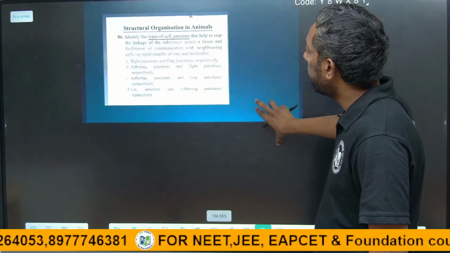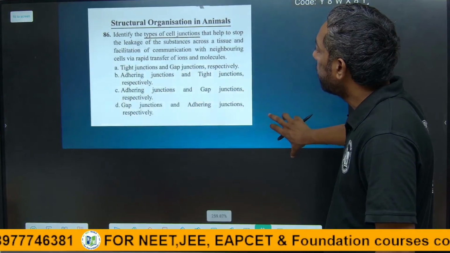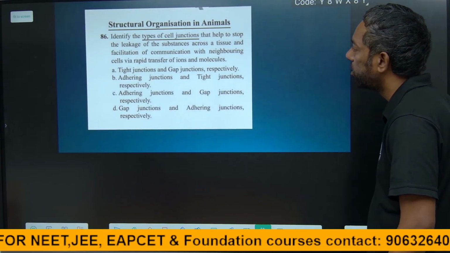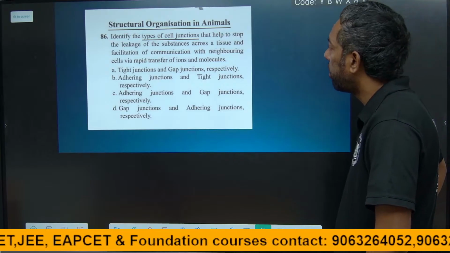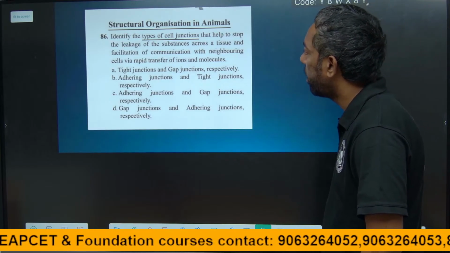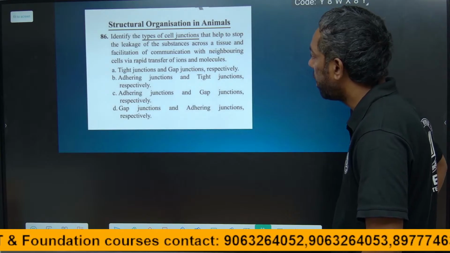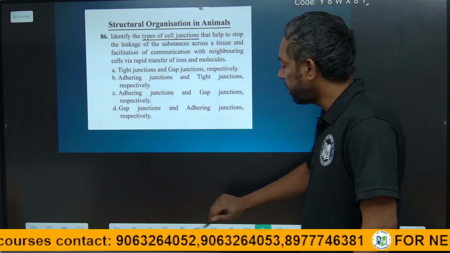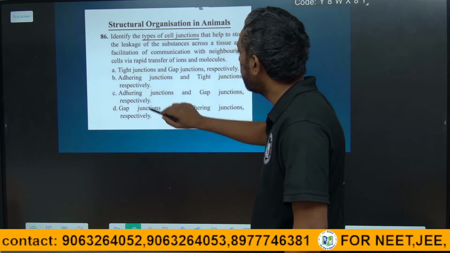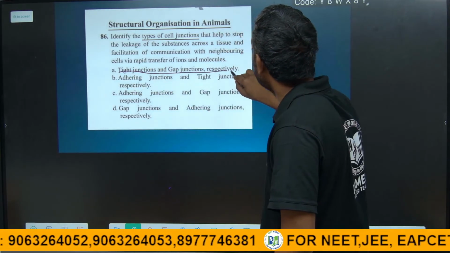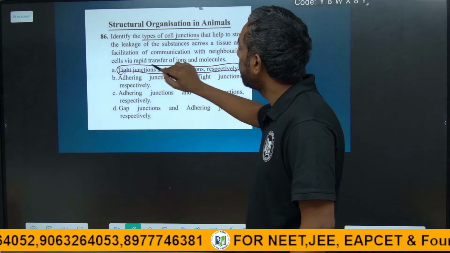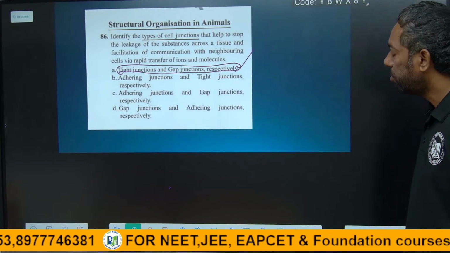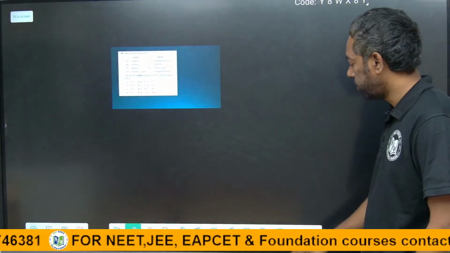And this is a structural organization question, guys. Identify the cell junctions that help to stop leakage of substances across the tissue and facilitate communication with neighboring cells via rapid transfer of ions and molecules. Guys, this is about the epithelial tissue, where there are tight junctions and gap junctions. Epithelial tissue, guys, this is the answer. There is no other tissue with these junctions at the boundaries of the cells.